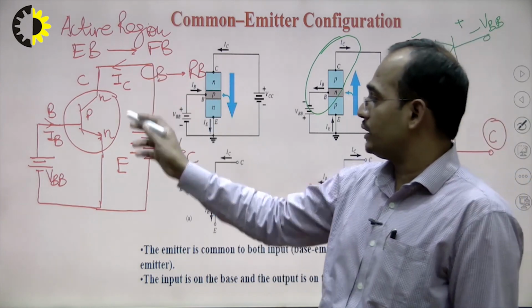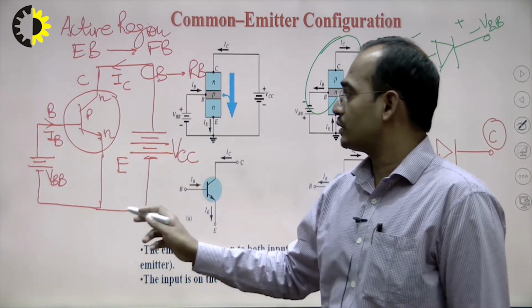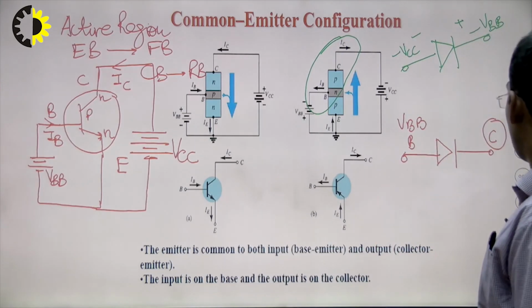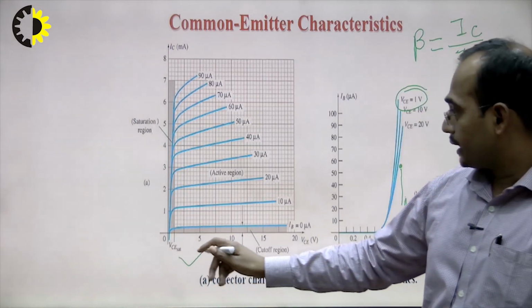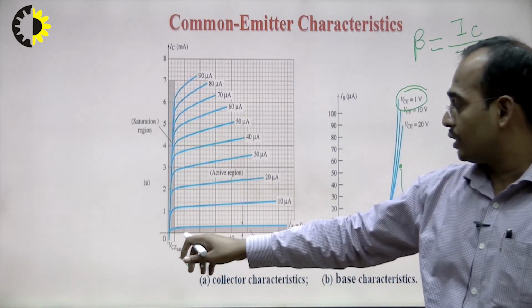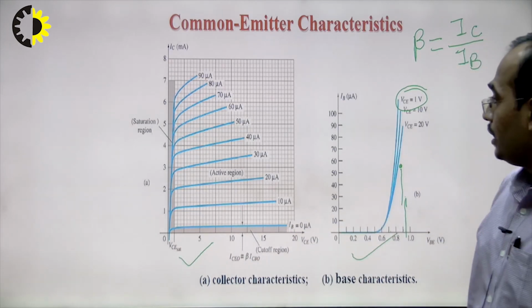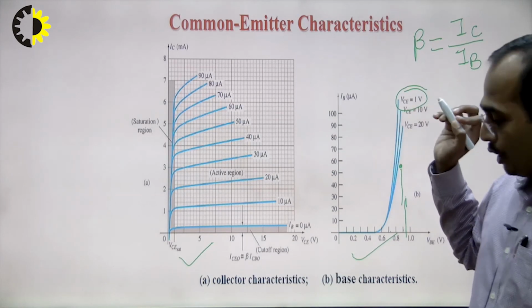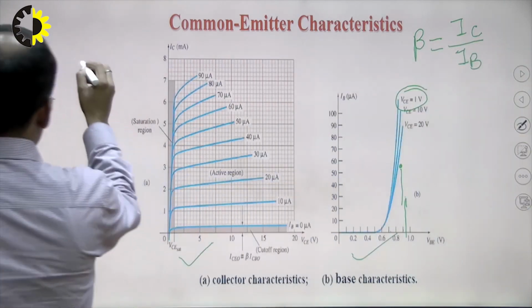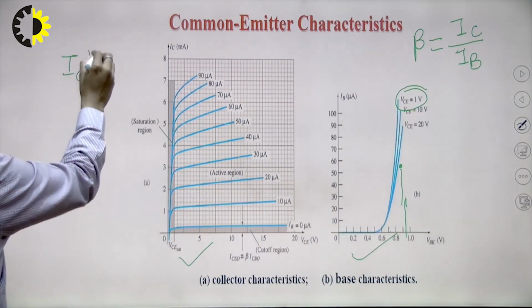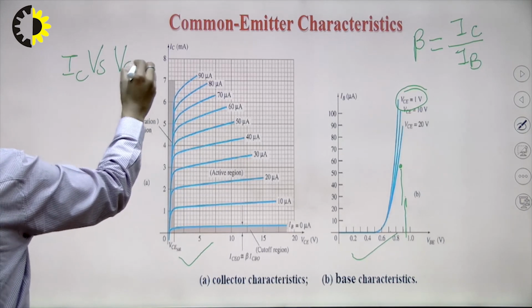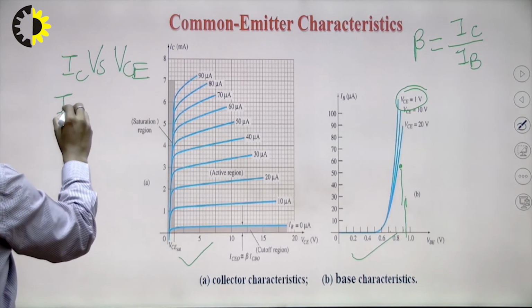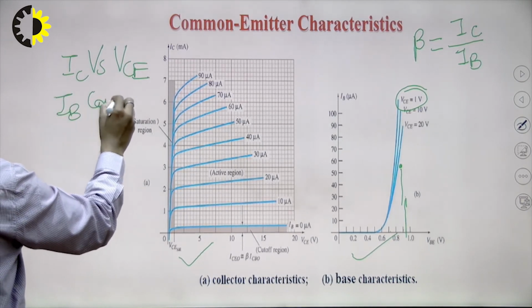Similarly, for the output characteristic, the value of VCE will decide whether this junction is forward bias or reverse bias. The output characteristic is drawn between IC and VCE. I told you that the output characteristic is drawn between output current and output voltage, that is IC versus VCE, by taking IB constant.